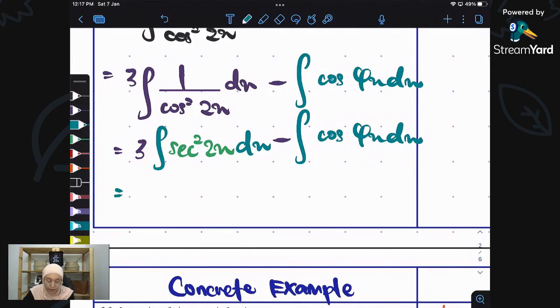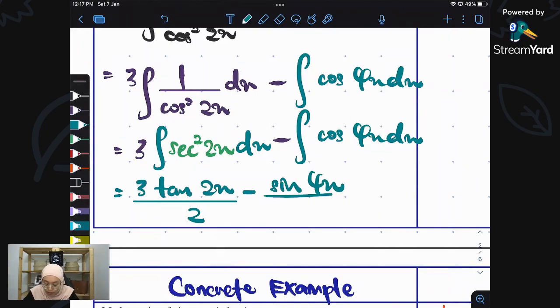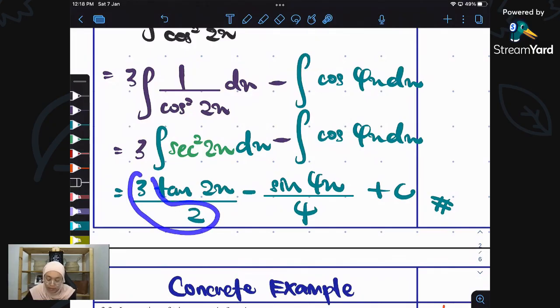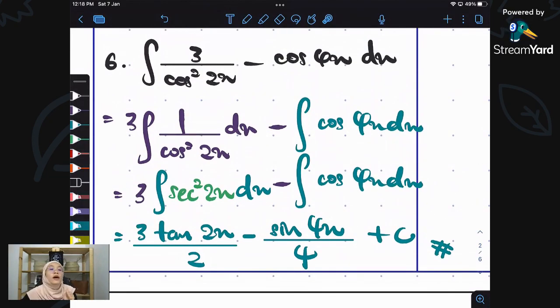And then barulah saya bersedia untuk integrate secant squared 2x, which is I know the answer is tangent 2x over 2. And then at the back here, the answer is integrate cos is sine 4x over 4. And then plus C. Ta-da! This is the answer. You can leave your answer like this, or you want to separate 3 over 2 in front, tangent 2x at the back pun boleh. Asingkan ini menjadi sebelah-sebelah pun boleh. 1 over 4 pun boleh. Up to you guys. These are also correct. The way of writing it is also good.